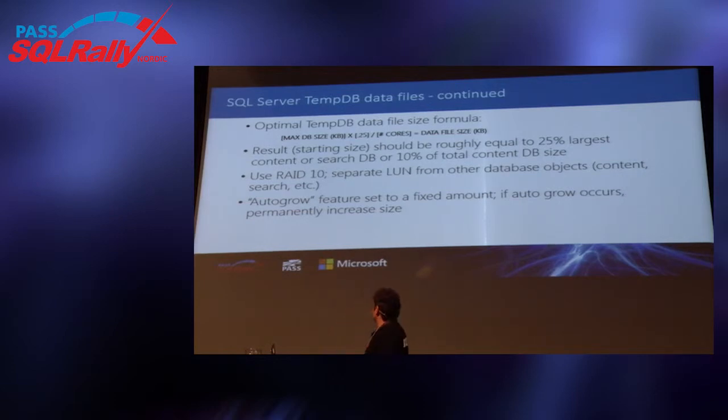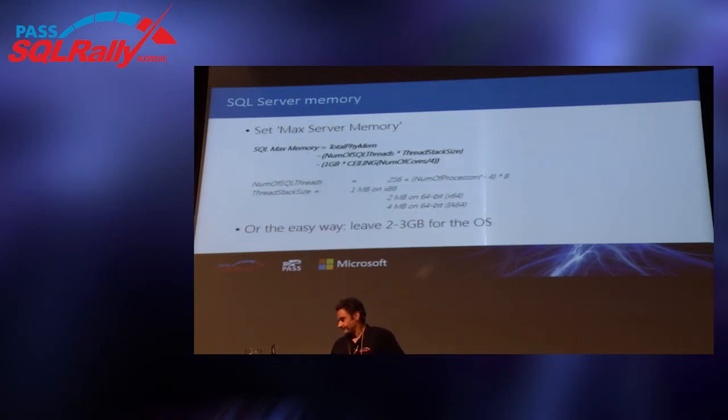If you're using RAID 1+0, it is a good idea also for the other database objects, which are not so heavy, where there is not so heavy writing, like content and search. And when you use the autogrow feature, set it to a fixed amount, not a percent. The max server memory should also be set. And again, it's a SQL Server setting, nothing special for SharePoint, but there is a formula to calculate it. Or the easy way, just leave 2 or 3 gigabytes for the operating system.